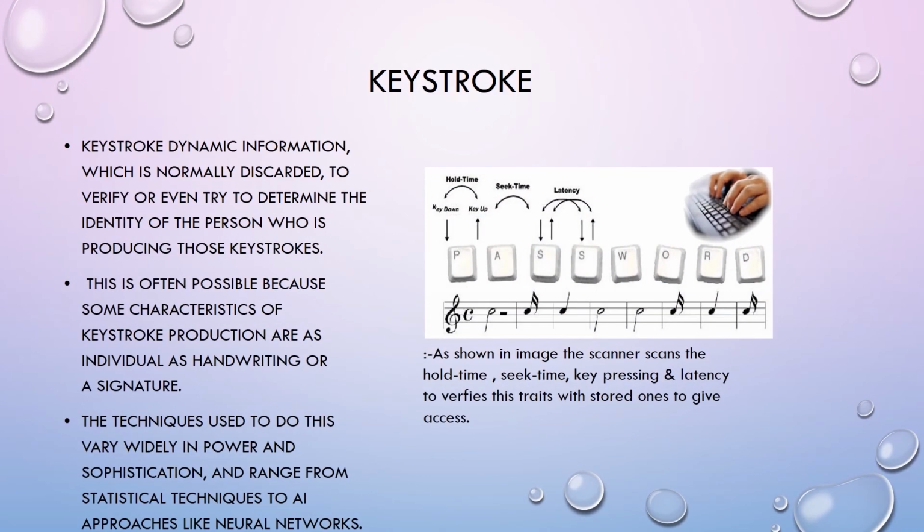Keystroke dynamics. Keystroke dynamic information, which is normally discarded, can be used to verify or even try to determine the identity of the person who is producing those keystrokes. This is often possible because some characteristics of keystroke production are as individual as handwriting or a signature. The techniques used to do this vary widely in power and sophistication, and range from statistical techniques to AI approaches like neural networks. As shown in the image, the scanner scans the hold time, seek time, key pressing and latency to verify these traits with stored ones to give access.